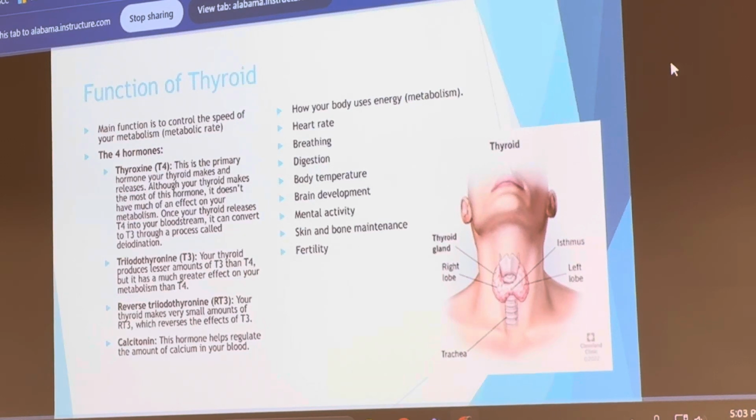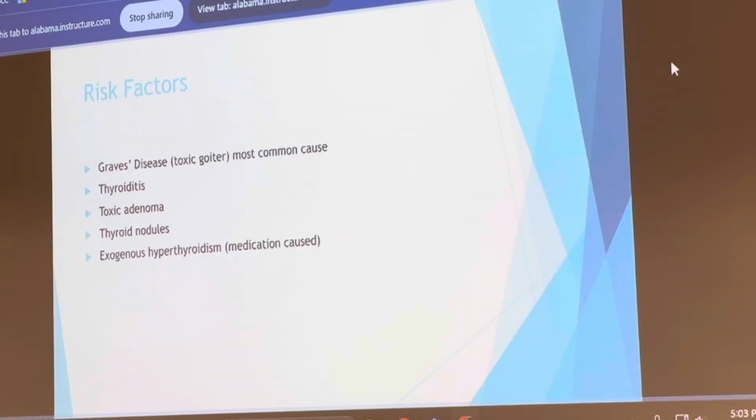I don't think anybody's surprised there, but actually fertility can be affected. So people with thyroid issues have fertility issues also. So just put that in the back of your brain, because usually that's not linked to your metabolism. But I want you to think about that. So your risk factors for hyperthyroidism.